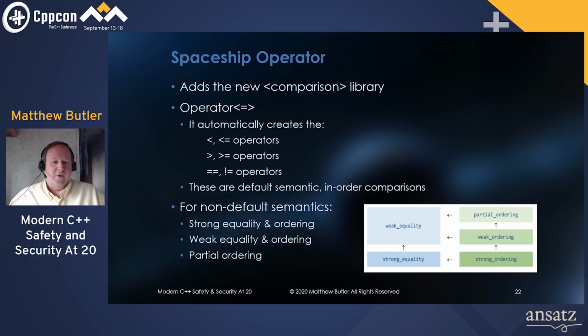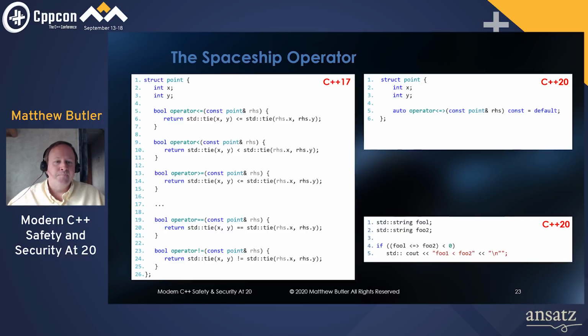In the ones that I have listed, these are the default semantics for in-order comparison. So this is sort of the default. This means that you really only have to write one line of code instead of writing all of those again. Again, copy and paste replication errors create problems, and now this eliminates a whole class of problems when it comes to operators. For the non-default semantics, you now have the capabilities on the right of strong, weak, and partial ordering and equality. So this gives us a very powerful library for being able to write a lot of this code without having to write every single one of these operators.